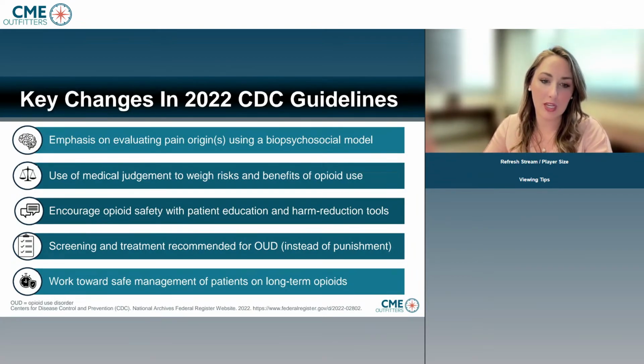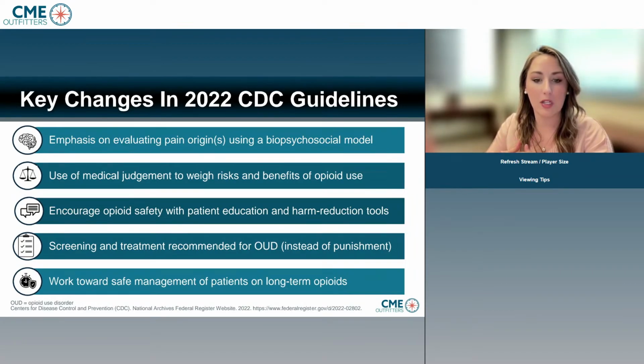The third big key change is the encouragement of opioid safety through patient education and harm reduction tools. So urine drug screens, PDMP checking, as well as pain agreements. There's some debate out there about that. And then screening and treatment recommended for opioid use disorder rather than punishment. There's a lot of stigma attached to opioid use disorder, dirty urine drug screens. We have to be very careful with the way that we talk about these things, because it really labels patients. And I think it further widens the gap between adequate care and adequate pain management in patients.